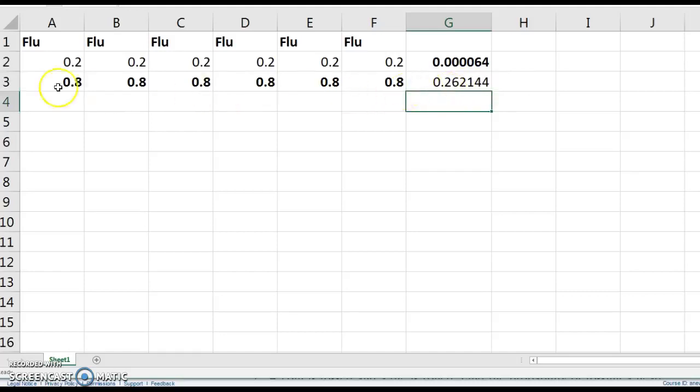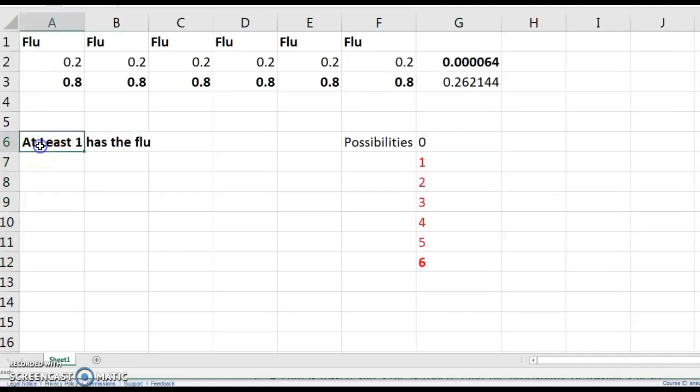What's the probability that at least one of them has the flu? At least one has the flu. So if we're trying to find at least one person having the flu, we think about the possible answers you could get if you asked 6 people whether they had the flu or not. It could be 0 of them have it, 1 person could have it, 2 people could have it, all the way up to 6. So these are your only possibilities. And these are all the possible outcomes, so they all have to add up to 1 or 100%.